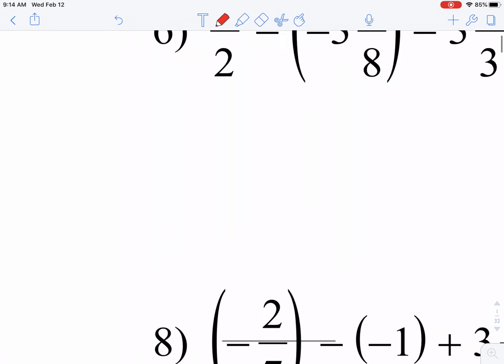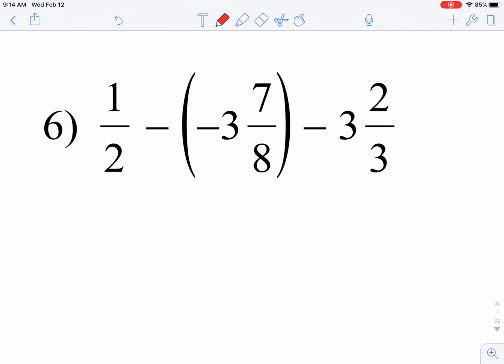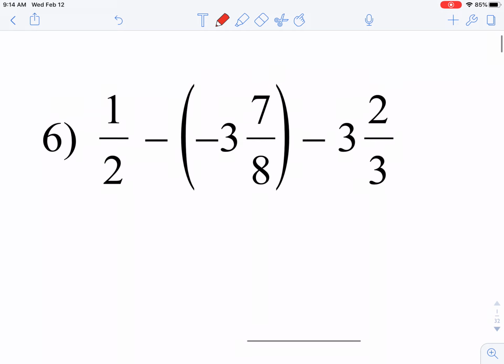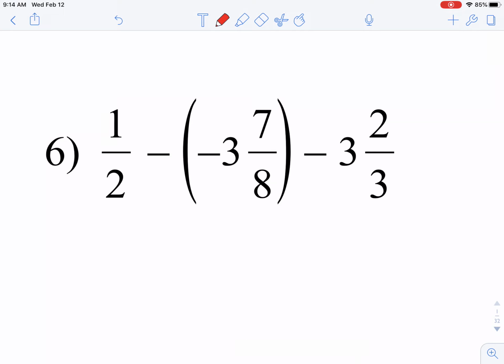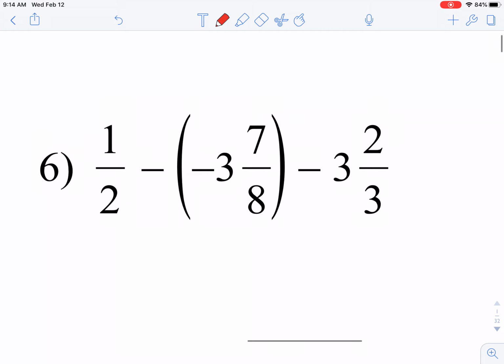Moving on to problem number 6, again, we have 3 terms. The first thing I'm going to do is make sure that I make them all improper fractions. 1/2 is fine. We're going to change negative 3 and 7/8 to negative: 8 times 3 is 24, plus 7 is 31. We leave it over 8. And then we're going to change 3 and 2/3 to 3 times 3 is 9, plus 2 is 11. We're going to leave it over 3.